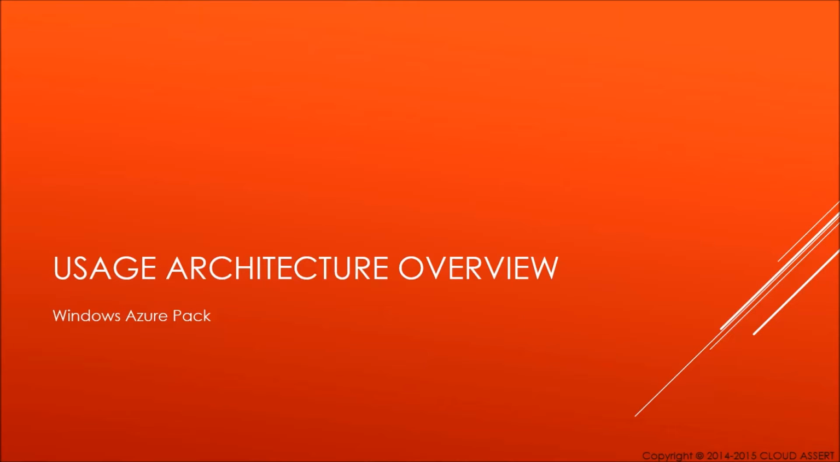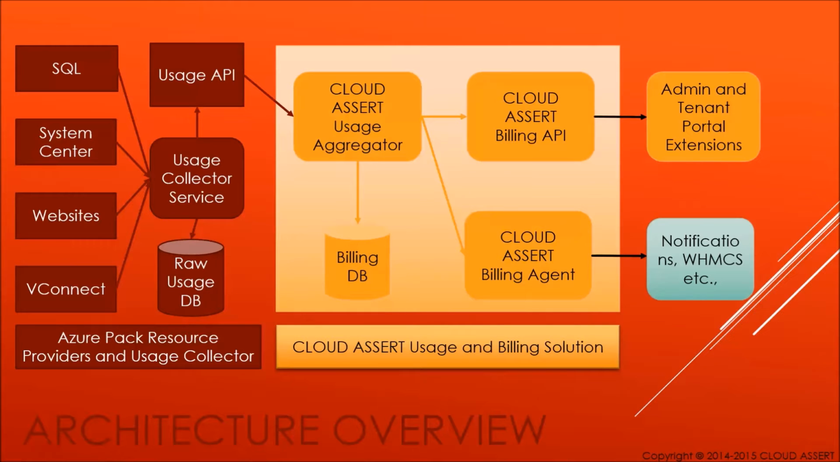With that, let's see a quick overview of the usage and how it works inside Windows Azure Pack and how Cloud Assert integrates with it. At the core of Windows Azure Pack usage is the usage collector service that collects raw usage from services or resource providers like SQL, System Center virtual machines, websites, and custom resource providers or services like vConnect. This data is exposed through Usage API.